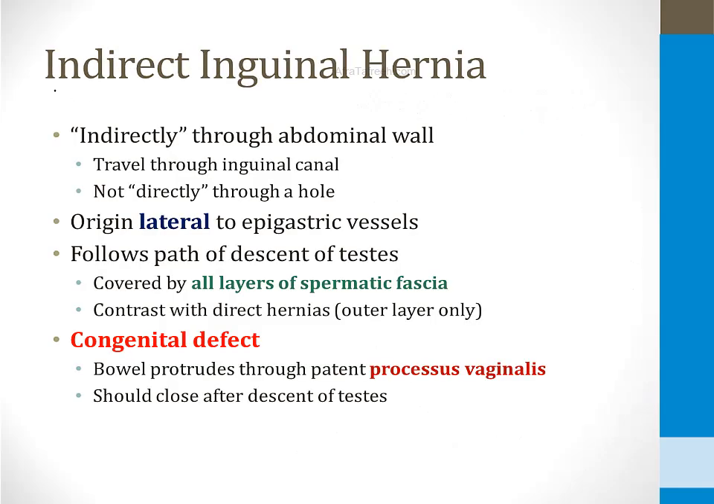I'll begin by discussing the indirect inguinal hernias, and these are by far the most common type of hernia in the inguinal region of the body. They are called indirect because the loop of bowel that herniates in this disorder herniates indirectly through the abdominal wall. The easiest way to understand indirect hernias is to recognize that they travel through the inguinal canal. They follow the path of the spermatic cord we've been discussing. They don't go directly through a breakdown or a hole in the abdominal wall. That's why they are called indirect.